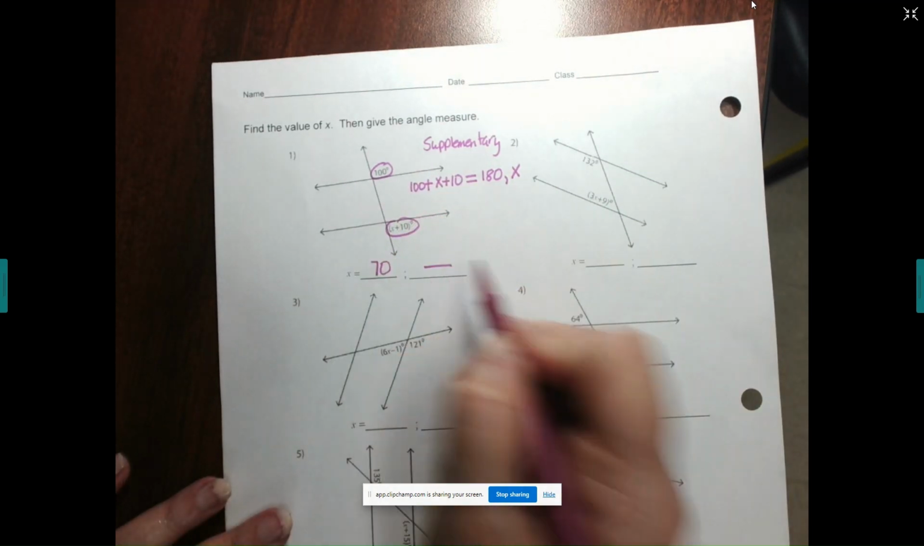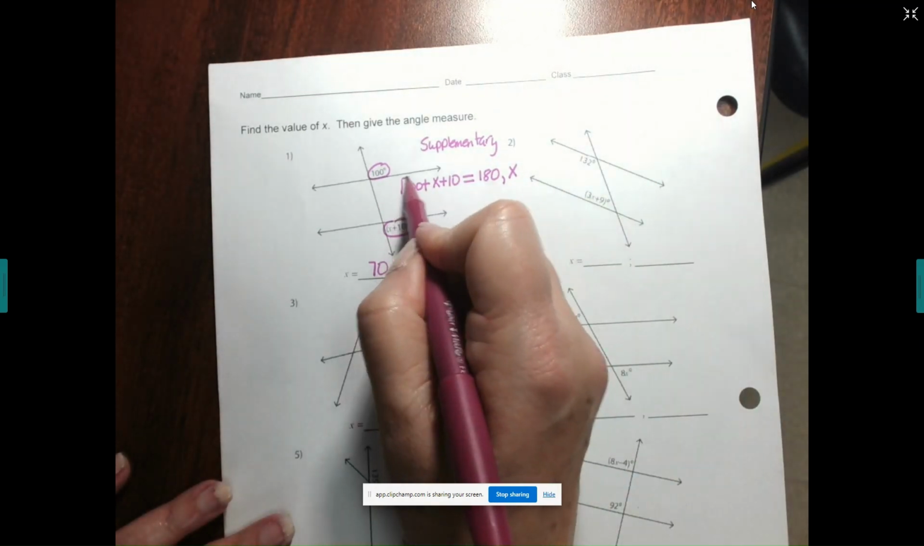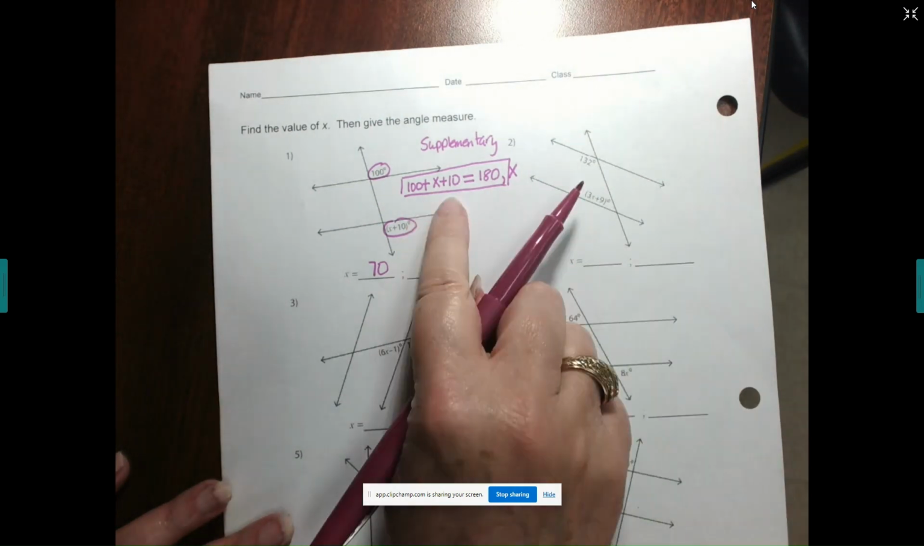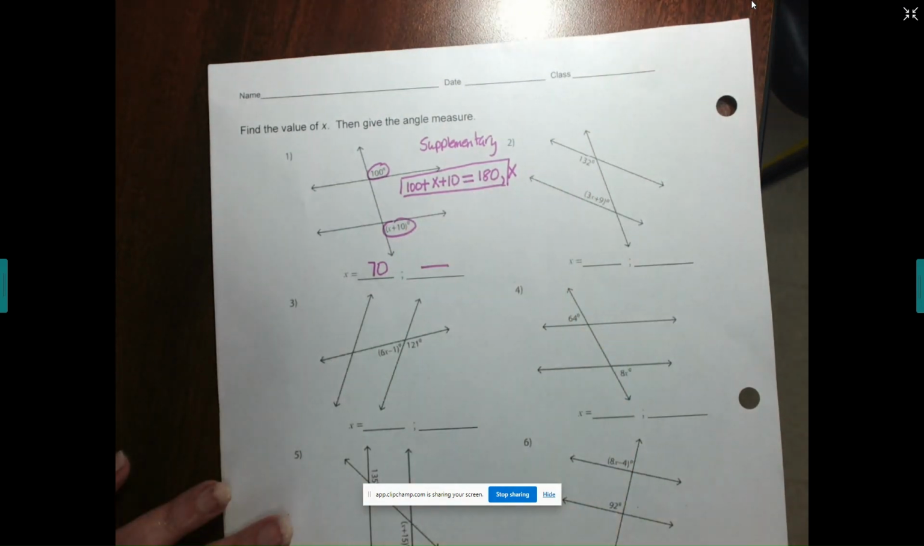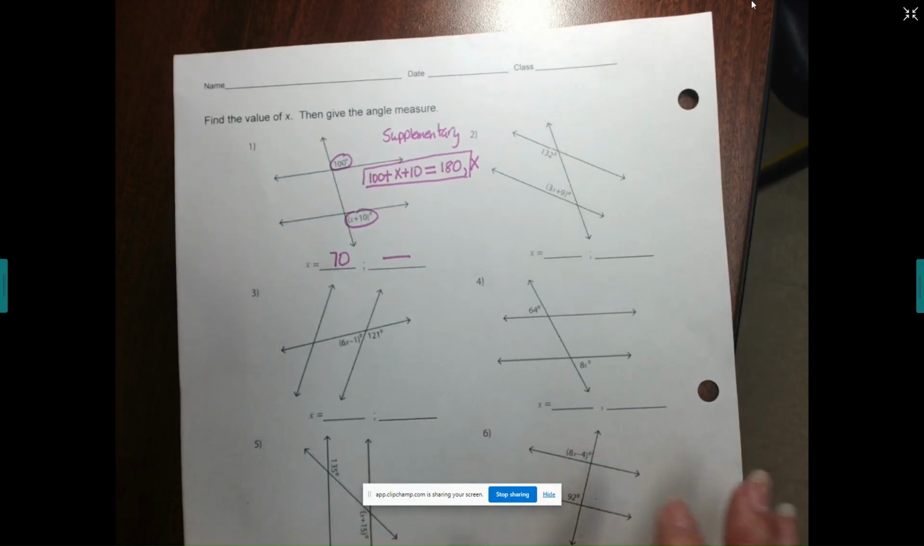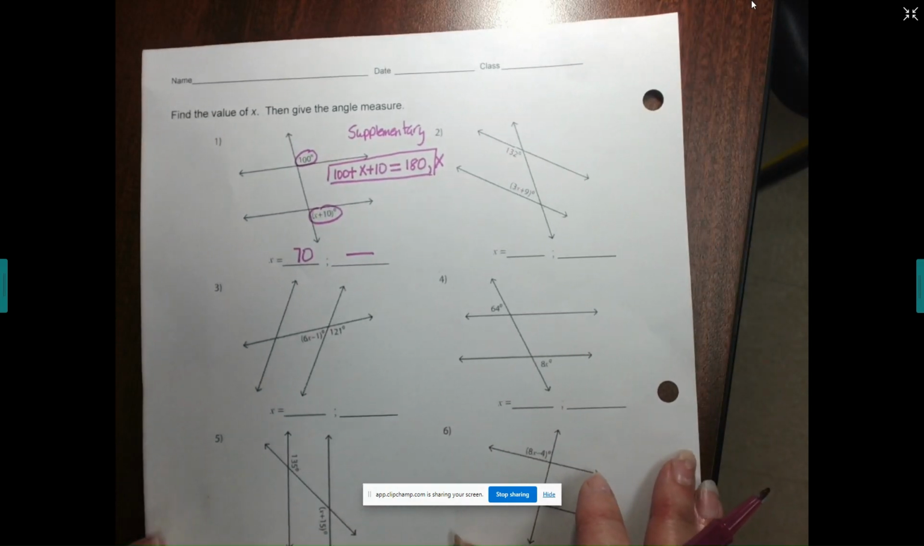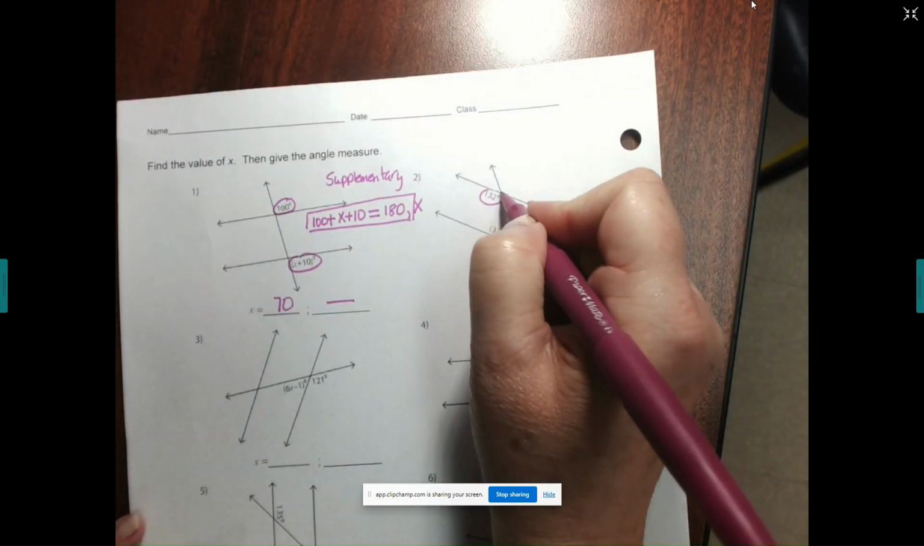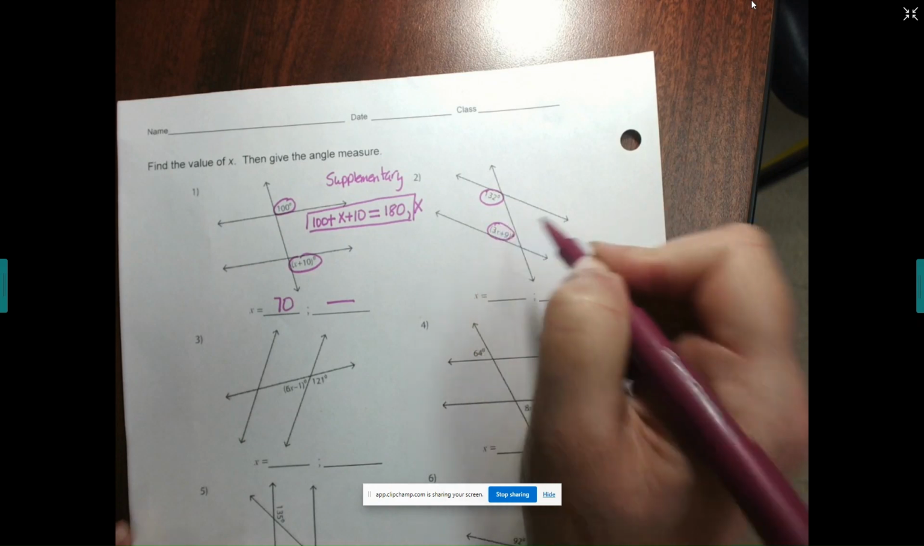Okay? But for your homework, the only thing I'm looking for is, do you know how to set up the equation? That's it. If you can give me this, I'm good. You can solve them when you get to class tomorrow with the TI Nspires. Okay? Then we did number 2. We looked at these 2 angles. Are they the same or are they different?